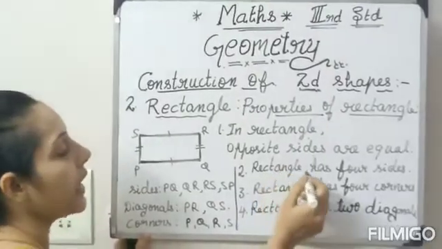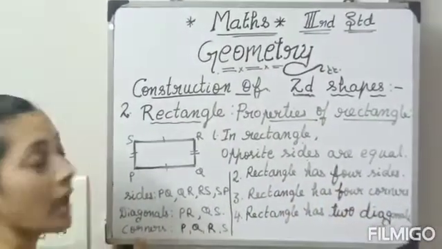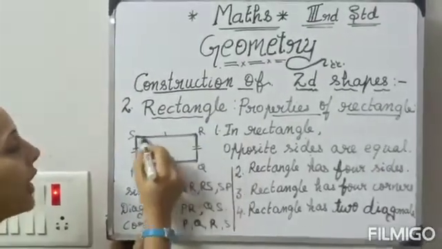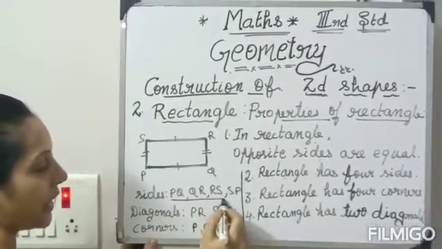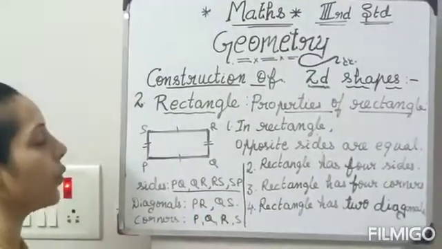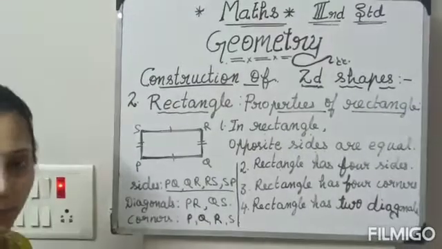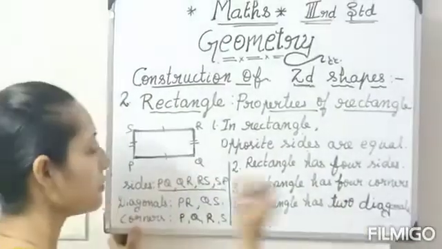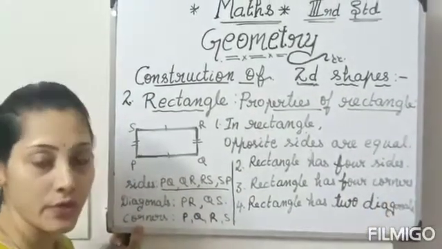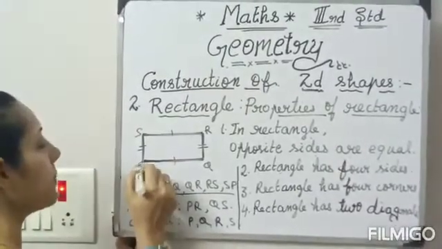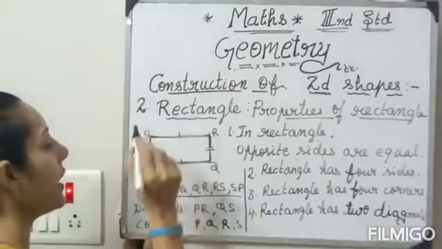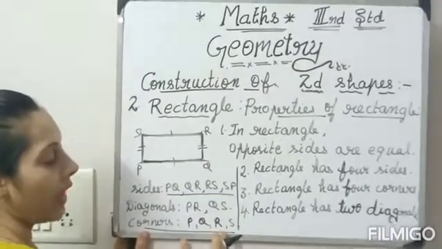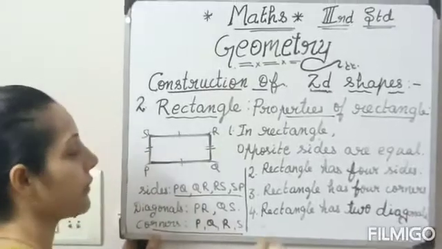A rectangle has 4 sides. What are our sides, students? Just now I said PQ, QR, RS, PS. So these are our sides: PQ, QR, RS and SP or PS. A rectangle has 4 corners. What are our corners? P, Q, R, S. These are our corners.